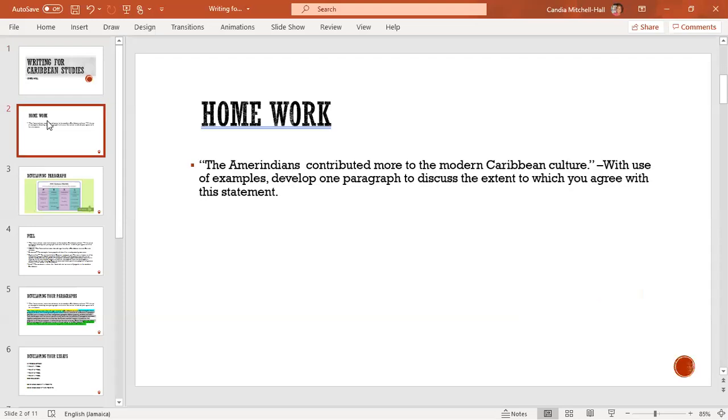so ladies, you got this for your homework. The Amerindians contributed more to modern Caribbean culture. Using examples, develop 1 paragraph to discuss the extent to which you agree with this. Now, ladies, this is not a right and wrong way of doing it. I just want to hear your feedback so we can improve how we write. All right? Nothing. So somebody please share. Two students. I want two students to share their paragraph. Any two students?